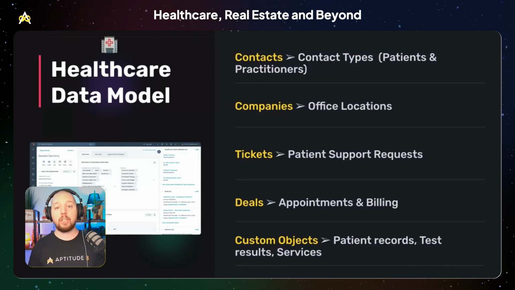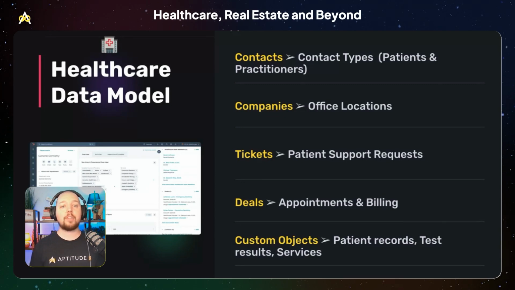Companies are not traditionally relevant to direct to consumer healthcare. But if your practice has multiple office locations, you can use the company's object to track which locations your patients are visiting. Tickets are perfect for something like a patient support request. This would be things like billing questions or prescription refills. Deals have a unique pipeline functionality. So they are great for things like appointment management and billing and insurance claims. And lastly, custom objects. These just totally custom things for your specific use cases.